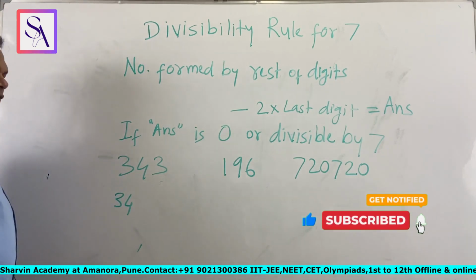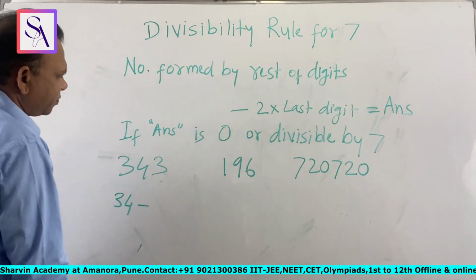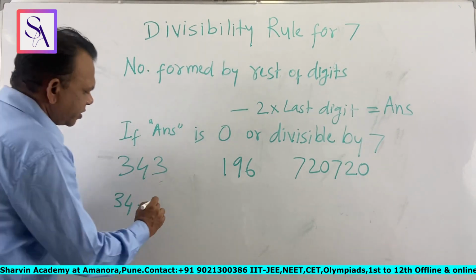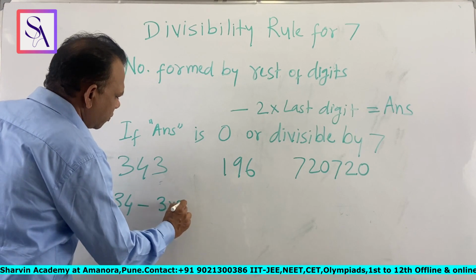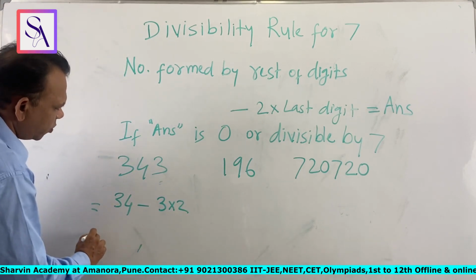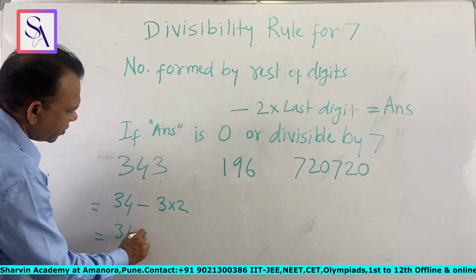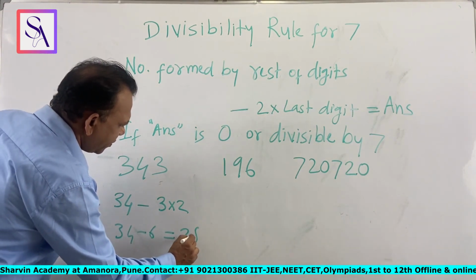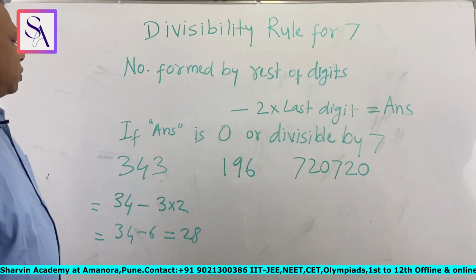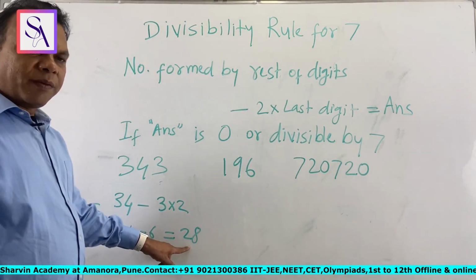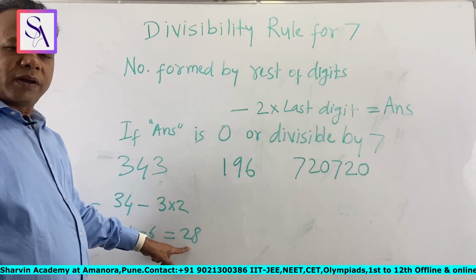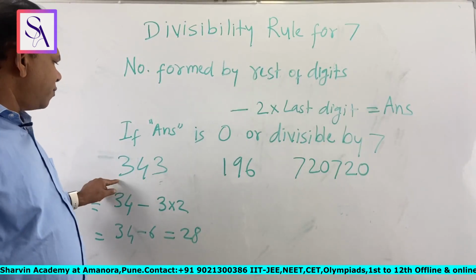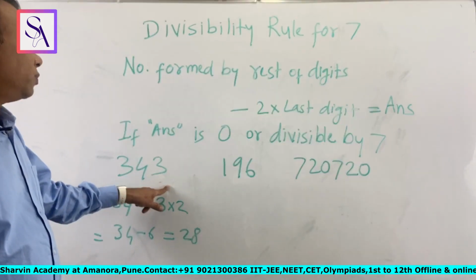34, I have to take 34 minus last digit 3 into 2. So how much would be? 34 minus 6, which will be 28. And 28 is divisible by 7. 7 fours are 28. Hence 343 is divisible by 7.